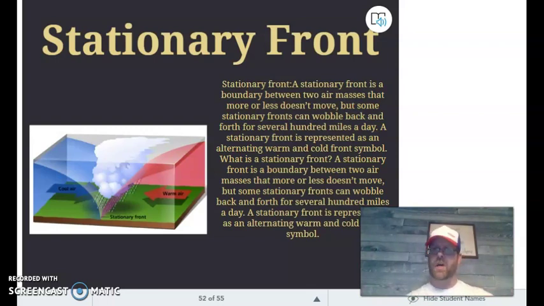All right, if you're following along on the Nearpod, you're going to realize, hey, Mr. Bowens, you skipped a couple of slides. I did, because I want to hold off on occluded front until the very end. I think it's the most difficult of the 4 fronts that we're going to talk about. And we're going to talk about a stationary front.